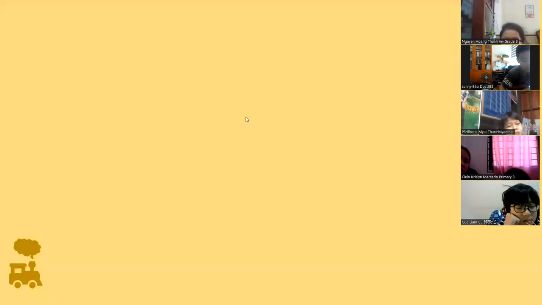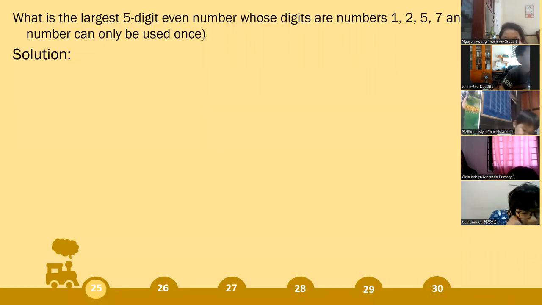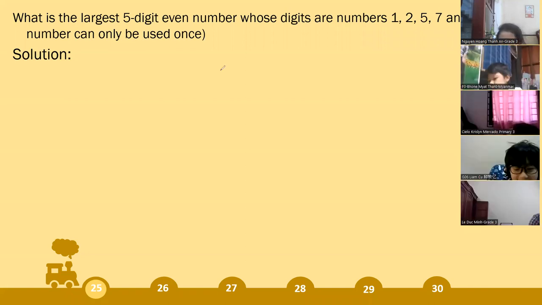Next. Combinatorics. This will be the last category, and then after this, we're done. Okay, what is the largest five-digit even number whose digits are 1, 2, 5, 7, and 9?